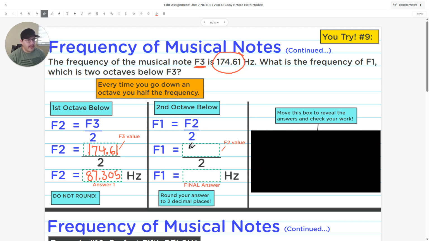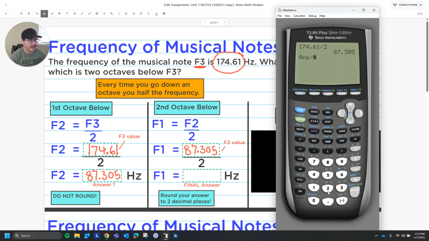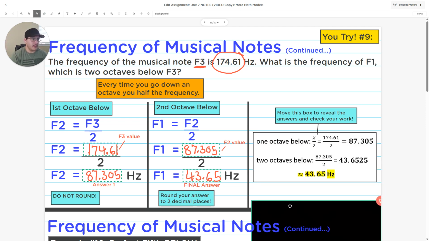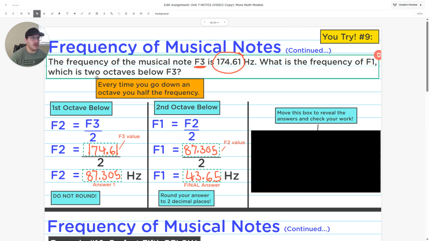I'm going to divide again to get to F1. So now F2 is 87.305. I'm going to divide by 2 again to get to F1. So now divide by 2. I have 43.65. So 43.65 is my frequency for F1 coming down from F3. And there we go. That's the final answer for you try number 9.